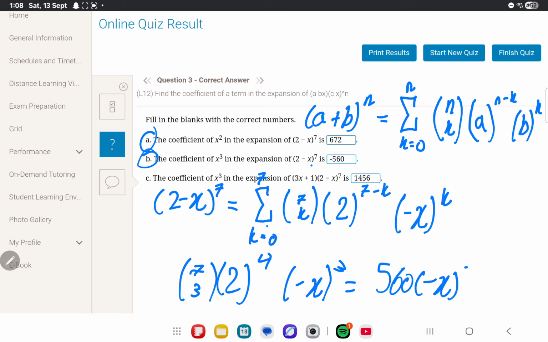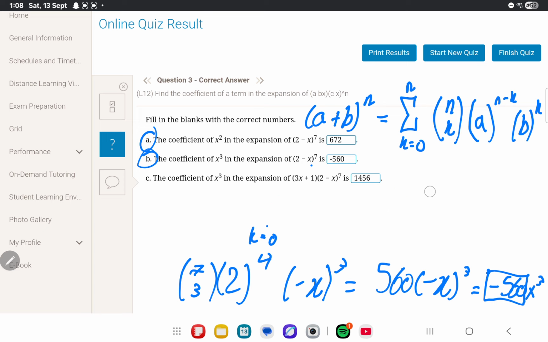Into negative x cubed. Now, negative x all cubed, the sign in an odd exponent stays the same. Negative stays negative, positive stays positive. Only in an even exponent does negative become positive. So here you're going to have negative 560 x cubed, and 560 is my answer because they only want the coefficients. Okay, perfect. So I don't need any of these anymore.